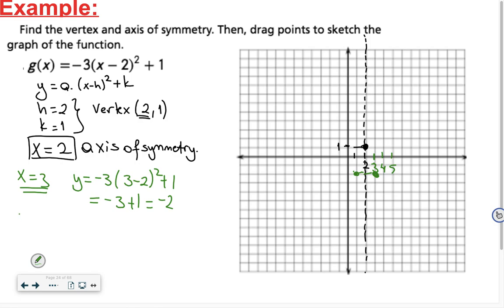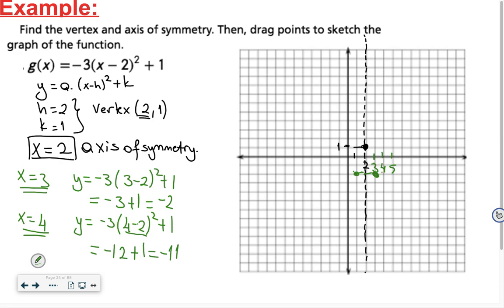Next point is x is equal to 4. If I substitute this into the x, negative 3 times 4 minus 2 squared plus 1. 4 minus 2 is 2. 2 squared is 4. 4 times negative 3 is negative 12, plus 1 is equal to negative 11. If x is equal to 4, y is equal to negative 11.